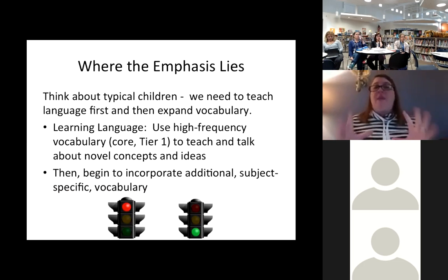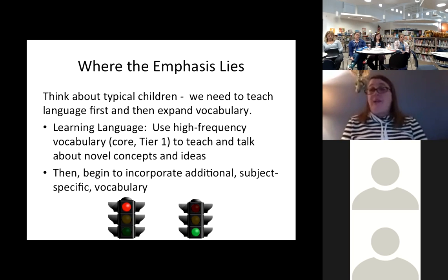So I want you to think about where the emphasis lies and think about our typical kids. Our typical speaking kids come into kindergarten having mastered what we would consider to be adult-like language. They have a pretty extensive vocabulary, and their language and their sentence structure is pretty near what it will be as an adult. What they start to learn in kindergarten, their greatest level of language growth in terms of speaking and listening, is vocabulary. But think about our kids who use AAC.